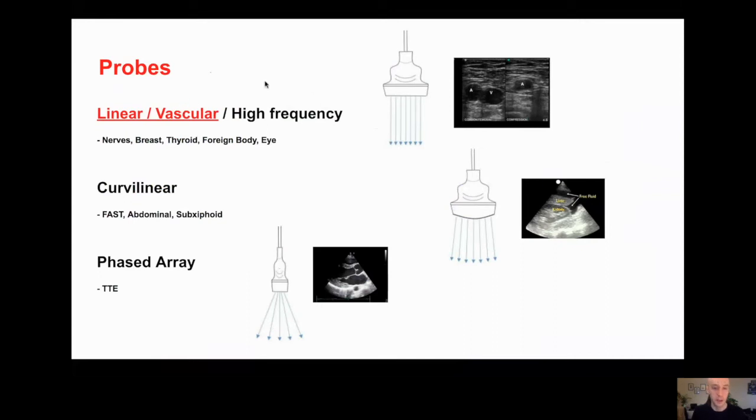The reason being is it's high frequency. That means that your resolution is great. You can look at this image and it looks a lot clearer than this image. But because it's high frequency, it doesn't penetrate that far. Whereas the curvilinear probe, it is low frequency, it penetrates further, but the resolution isn't as good. So that's things like FAST scans, looking at the kidneys, the bladder, etc. The high resolution probe would be looking at things like nerves, superficial tissues like the thyroid.